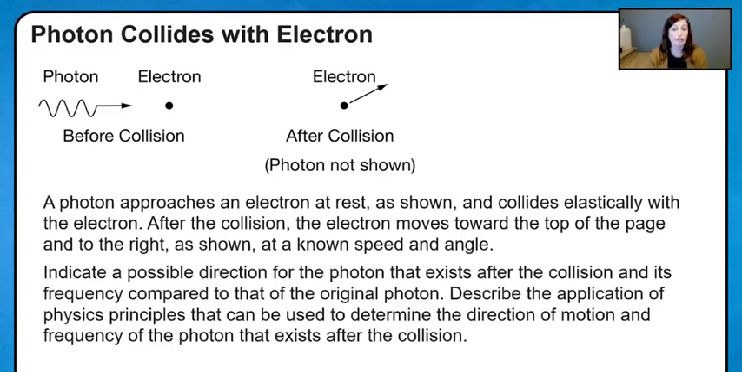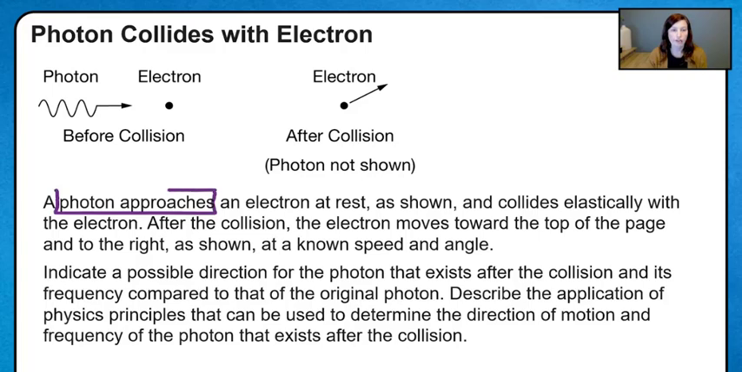Before we go any further, I want to note that it's not the same photon. We get a new photon as a result of this collision. We're also asked to describe the application of the physics principles that can be used to determine the direction of motion and the frequency of the photon that exists after the collision. So let's dig a little bit deeper into this question.